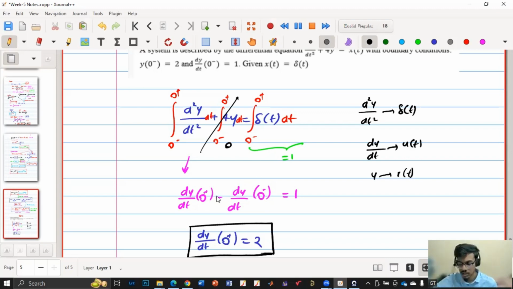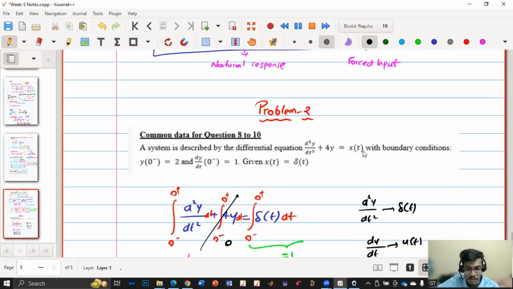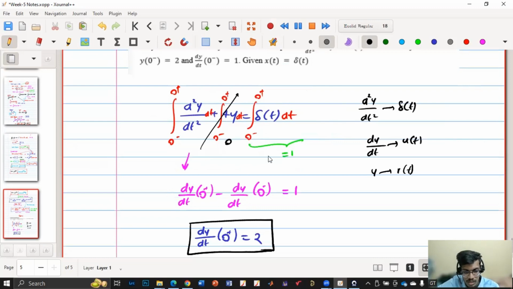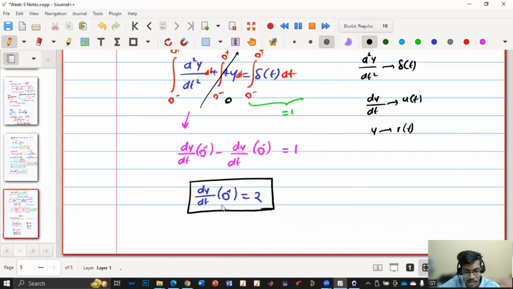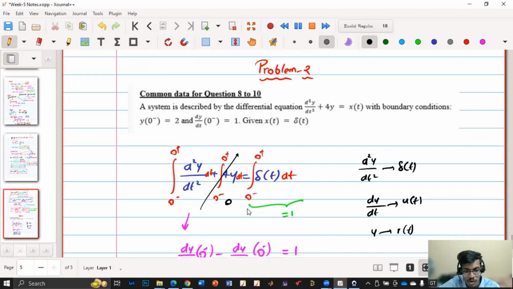Is this clear until this point? How we are getting? So we are given an equation x of t is equal to delta of t. We have just followed the way we are doing, integrating from 0 minus to 0 plus, and then using the knowledge that we have gained till now, we got dy by dt of 0 plus is 2. Is this clear until this point, or if you have any query, please ask.